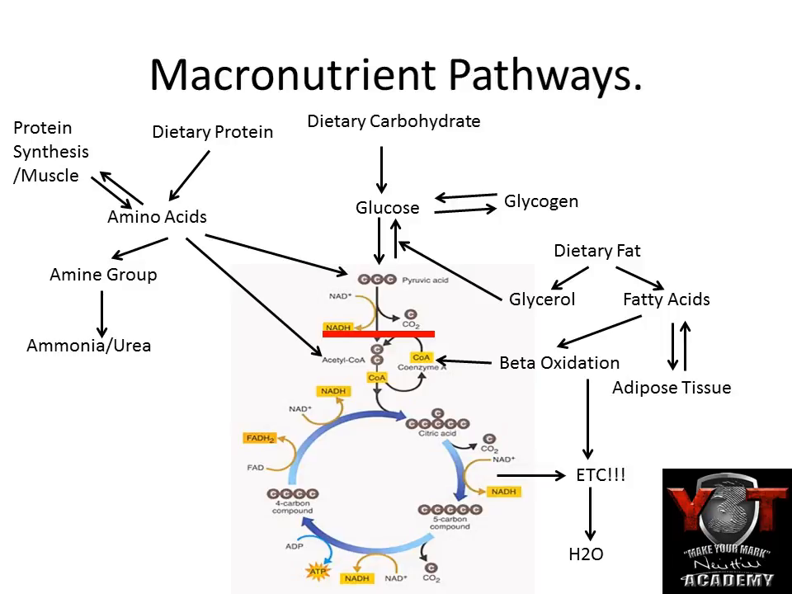Glycerol from that can then be used as an intermediate to be converted to glucose, which can then follow the same pathways as glucose does. So actually from this we can see that dietary fats can be used to maintain blood glucose levels, and this is important when we don't have carbohydrate within the diet.